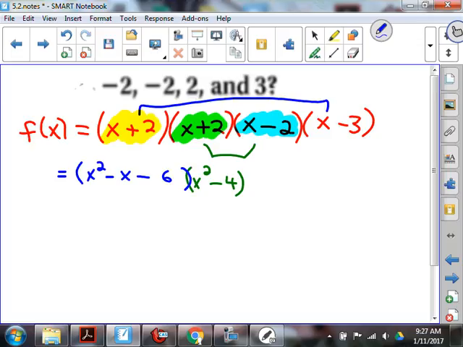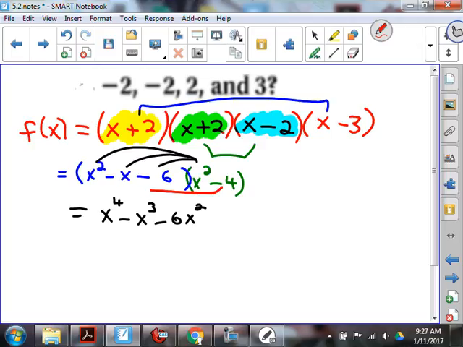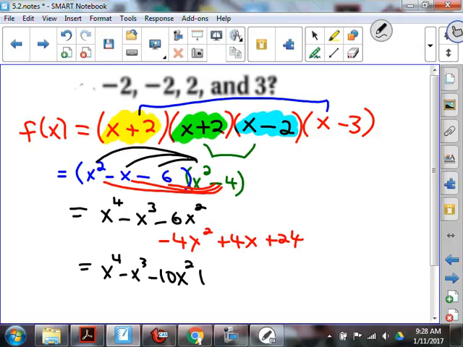Well, now I need to distribute this x squared to all three of those. So that's x cubed minus, no, that's x to the 4th minus x cubed minus 6x squared. Similarly, I need to distribute the negative 4 to all three. Oh man, that's negative 4x squared plus 4x plus 24. So my final answer would be x to the 4th minus x cubed minus 10x squared plus 4x plus 24. Wow. I told you some of this is really easy, some of it's really difficult.